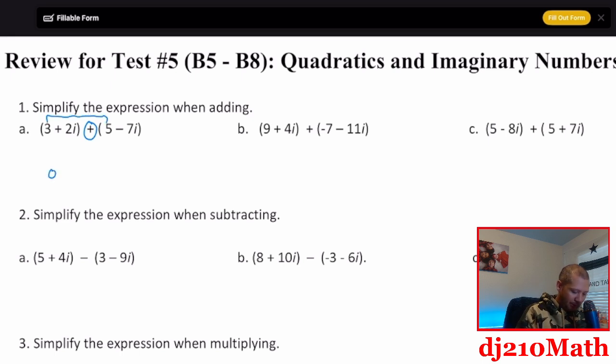5 plus 3 is 8. 2 plus negative 7, negative 5i. B, 9 plus negative 7, 2. 4i plus negative 11i is going to be negative 7i.